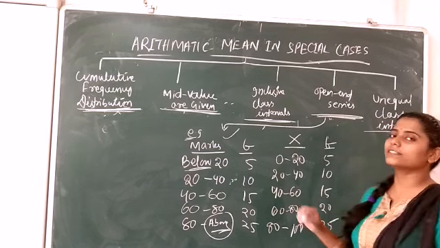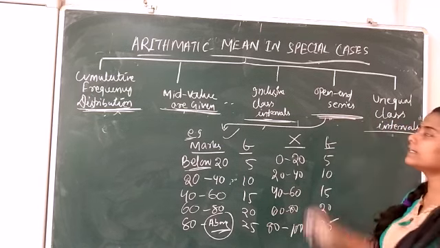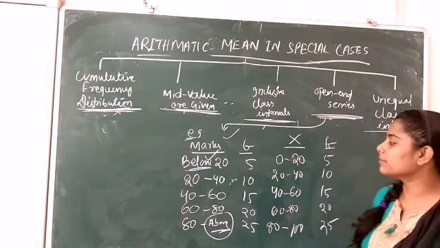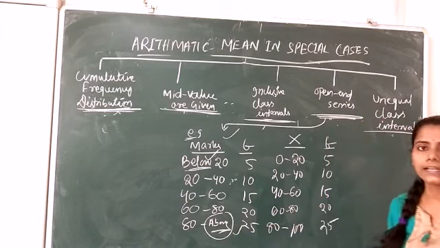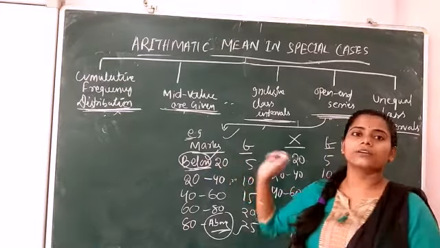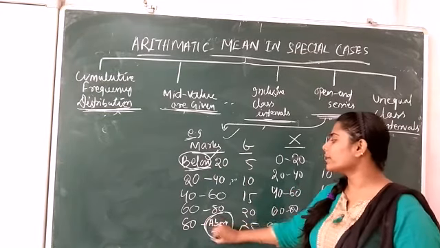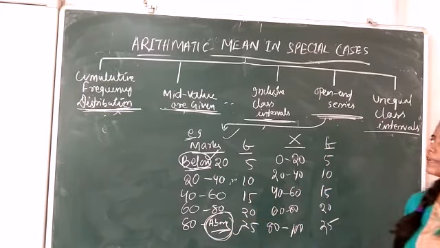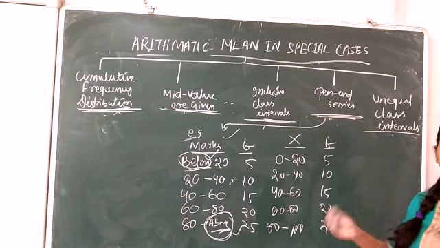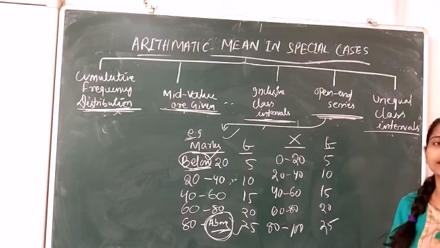There is no change in the frequency in case of your open-end series. There is only a change in the first number and the last number of the class. That means here the lower limit of the first class and upper limit of the last class is not given in case of your open-end series. And as usual put any method of the arithmetic mean and get the answer.